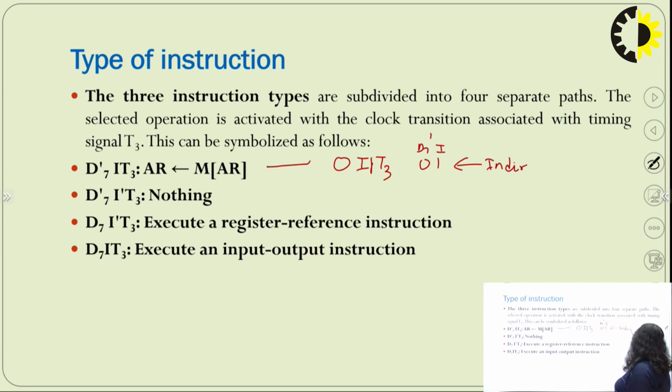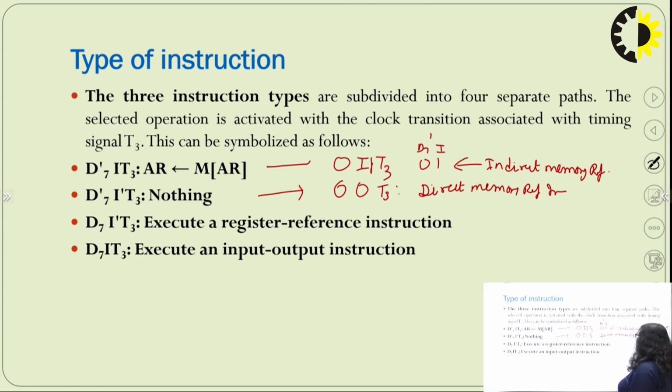indirect memory reference instruction. When it is D7 complement, I complement, T3, that means it is 0, it is also 0. Now with T3, it is defined as a direct memory reference instruction. I think it is clear to all of you.